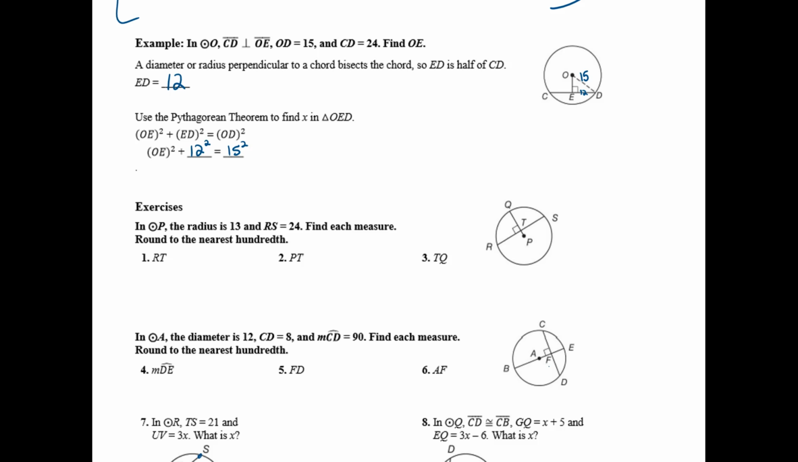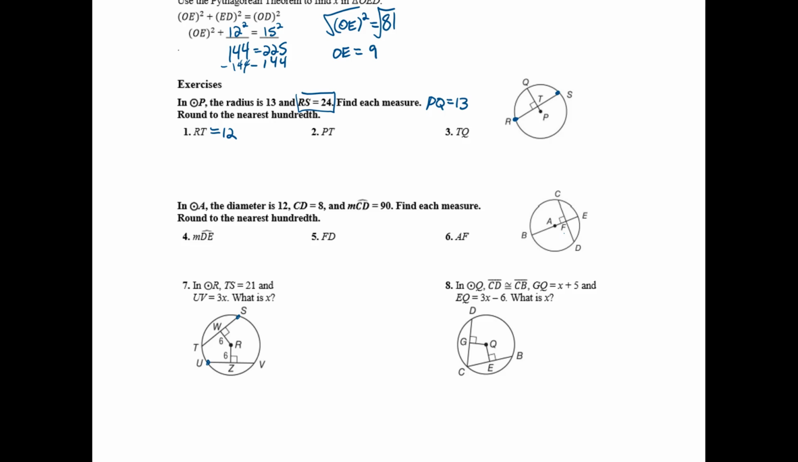So knowing that information, we're going to use the Pythagorean theorem to figure out the distance between O and E. If I square 12, I would get 144. If I square 15, I would get 225. Then I can subtract 144 on each side of my equation using the subtraction property of equality, and I would get that OE squared is equivalent to 81. I can take the square root of both sides, and I would get OE is equal to 9.